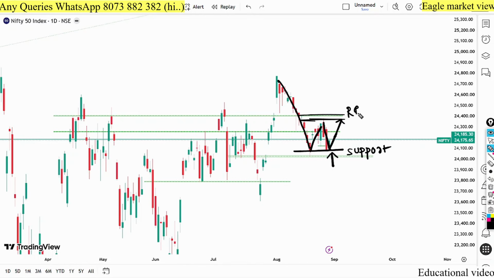24,400 is the important resistance level. The momentum possibility is there. Nifty, you have to watch as per the daily candle. Price is forming a very good buying setup today. Even the weekly candle, also observe here.